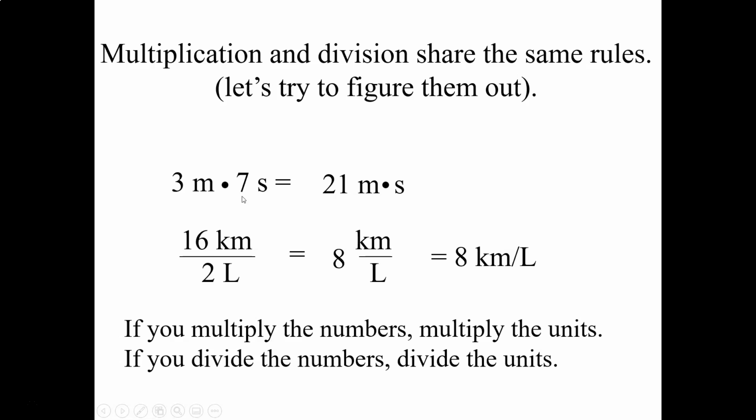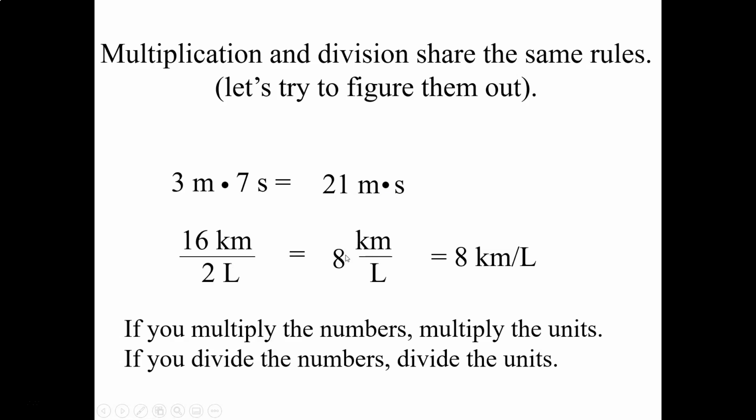So notice when I multiplied the 3 and the 7, I got 21. And then I multiplied the units by putting that dot there. Notice the dot's important here because an M by an S would be a millisecond just by itself. So make sure that you include the dot if you're multiplying units that could be confused.